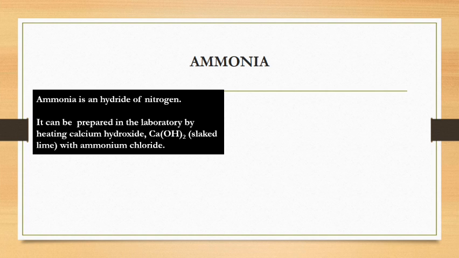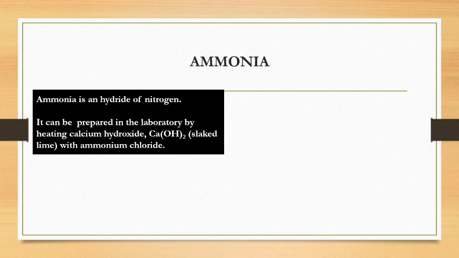Now, what do we mean by hydride? When hydrogen combines with another element, it forms a hydride. I repeat, when hydrogen combines with another element, it forms a hydride. So in this case, hydrogen is combining with nitrogen to form ammonia. So let's look at the laboratory preparation of ammonia.